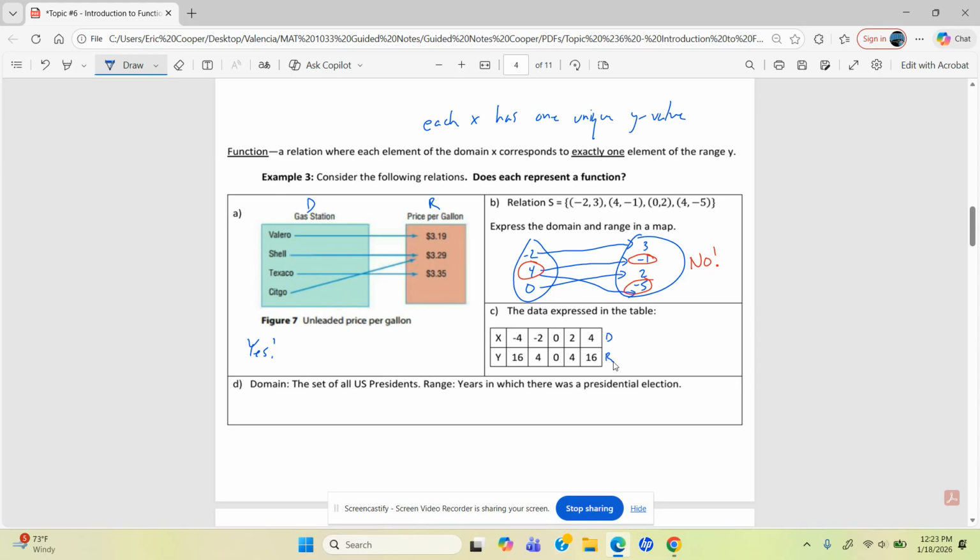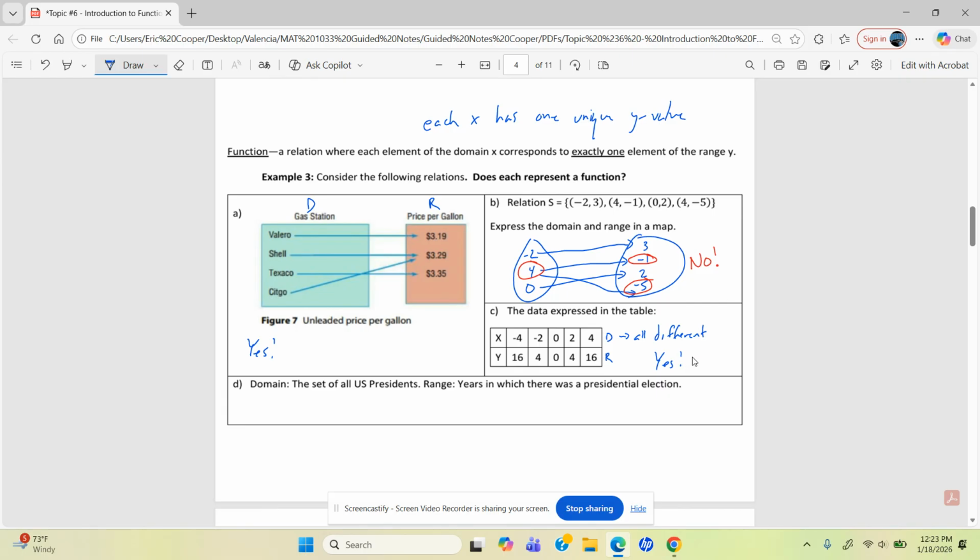Does each value in the domain go to each value once in the range? And if you'll notice here, our domain is all different, meaning we don't have any values that repeat. This is a good indication that yes, this is going to be a function. There's no value of x that goes to more than one value of y.